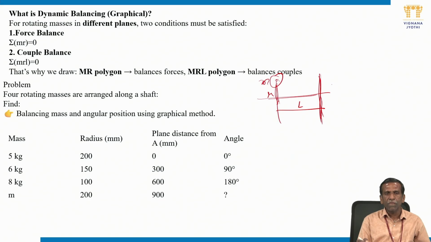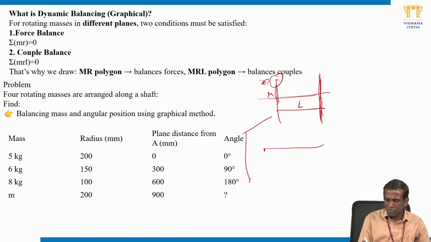So here there are four masses, and one mass value is not mentioned. The radius of rotation for each mass is given, and the plane distance from A is taken as reference plane, the first one. The first 5 kg mass, wherever located, is taken as the reference plane. For this problem, the planes are different and orientations are also different. So let me just draw the sketch. This is 0 degrees orientation, in this plane it is lying.